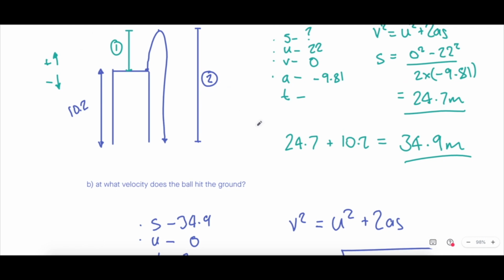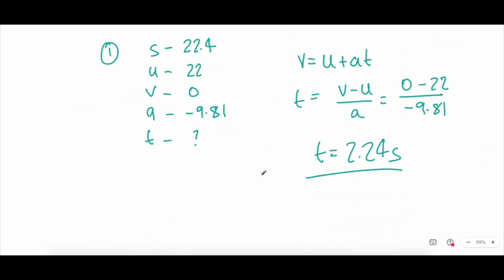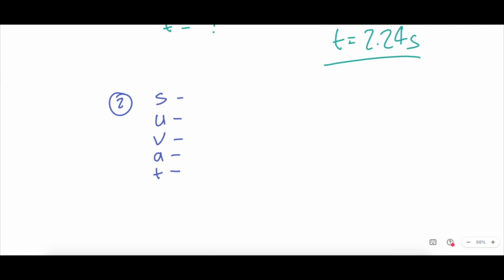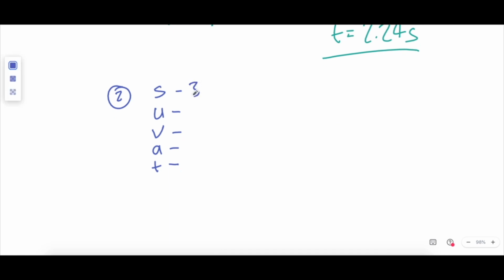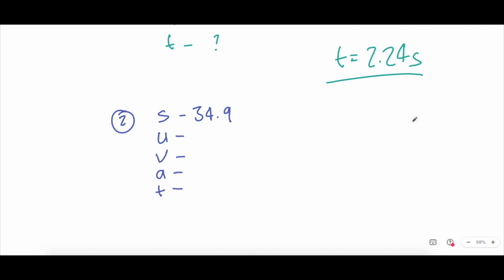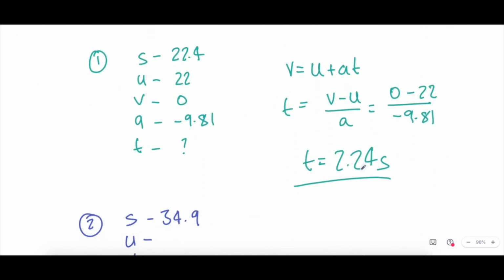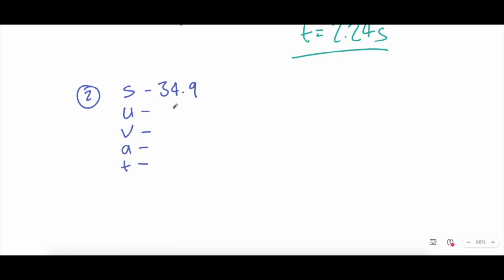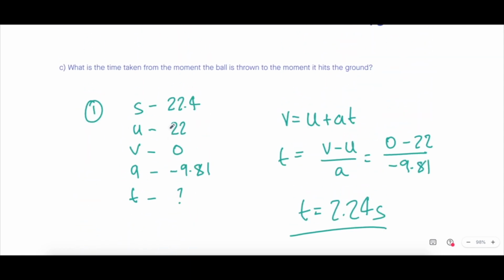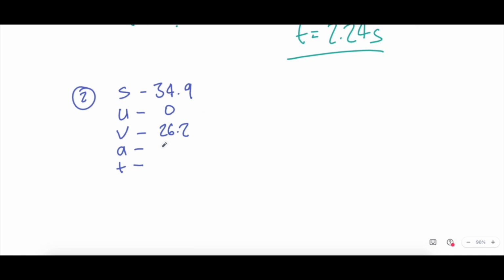Now for the second half, we're going to do the same thing again. We're going to use SUVAT again. But this time, the displacement that it moves is going to be 34.9 because that's what we calculated in our first part here. Our initial velocity is going to be 0. Our final velocity is going to be what we worked out in part B, which was 26.2. And our acceleration is going to be 9.81. We're taking the downward direction as positive here.